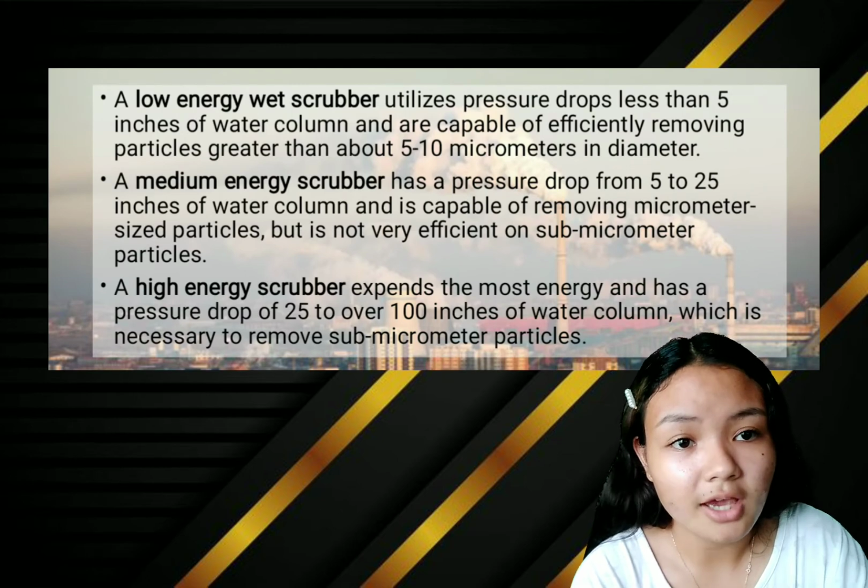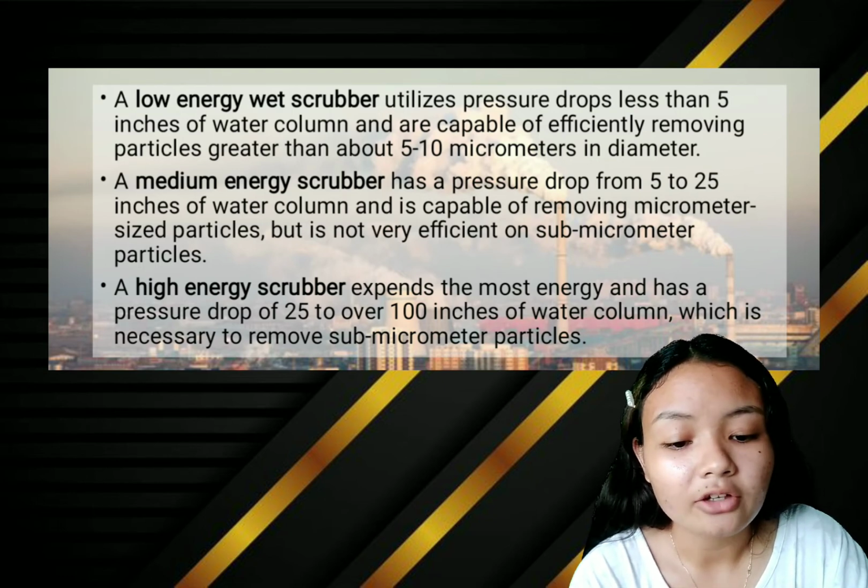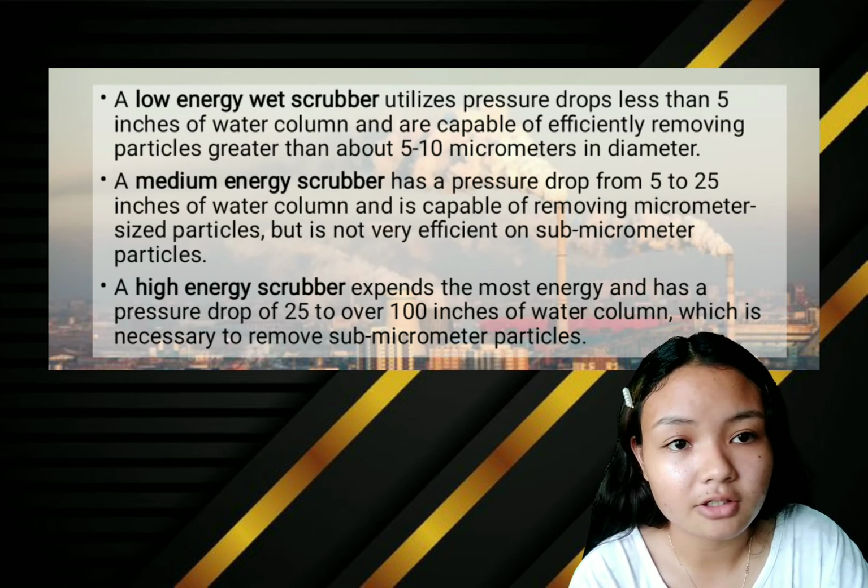Liquid scrubber, three energy levels. First is a low energy wet scrubber. It utilizes pressure drops less than 5 inches of water column and is capable of efficiently removing particles greater than about 5 to 10 micrometers in diameter. Second is a medium energy scrubber. It has a pressure drop from 5 to 25 inches of water column and is capable of removing micrometer-sized particles, but is not very efficient on sub-micrometer particles.